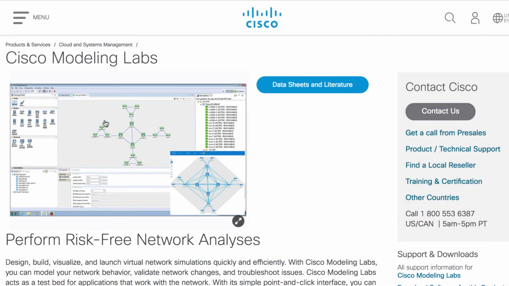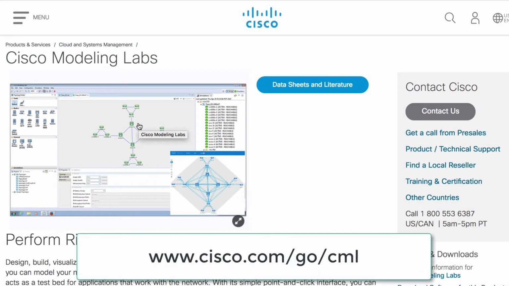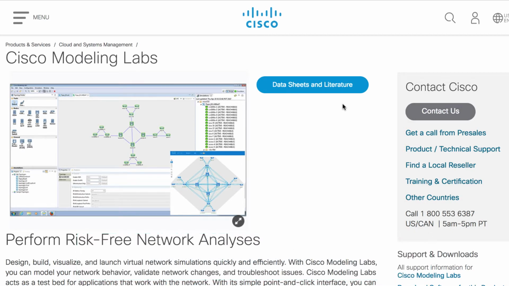Cisco first came up with a product called Cisco Modeling Lab, or CML. It was targeted at large enterprise customers to build networking labs in a virtual environment. CML is very expensive and has very high system requirements. Obviously, this is out of reach for most students and engineers who just want to build a network simulation on a very small scale.